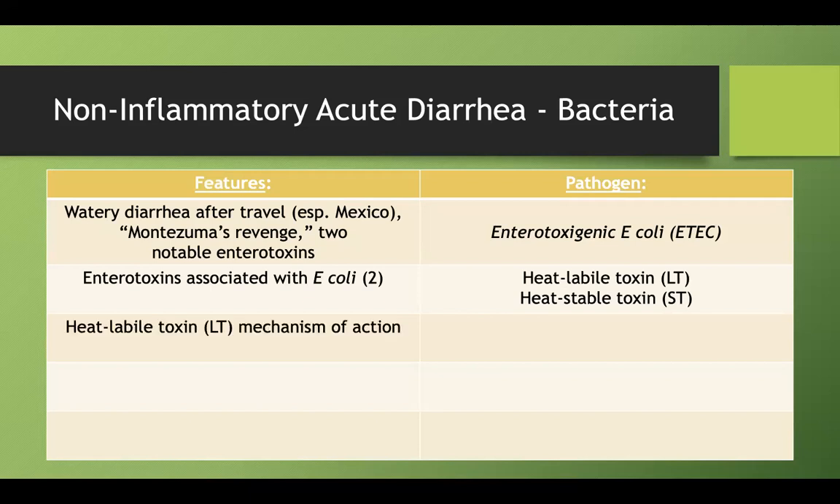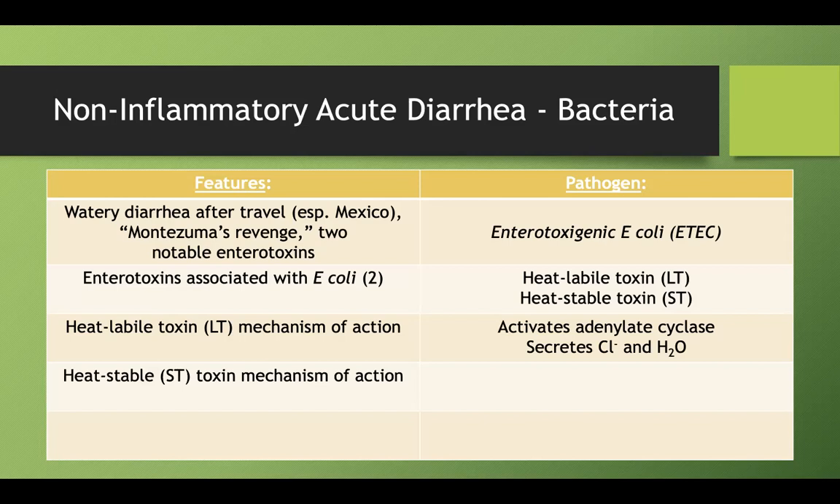And so how does the heat-labile toxin work? What is its mechanism of action? Its mechanism of action is that it activates adenylate cyclase. And that activation of adenylate cyclase will end up promoting the secretion of chloride and water into your GI lumen.